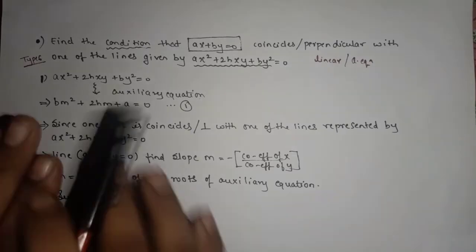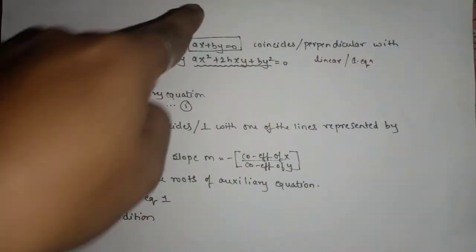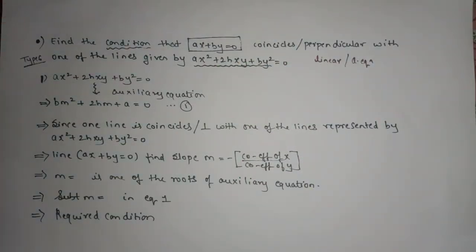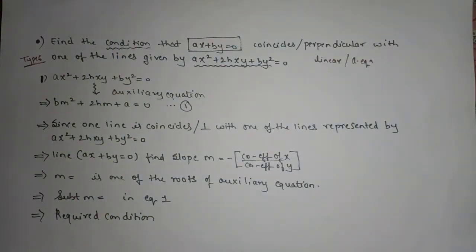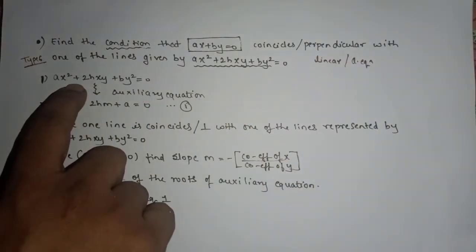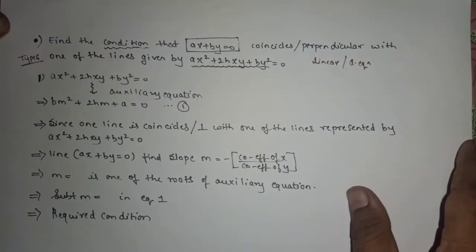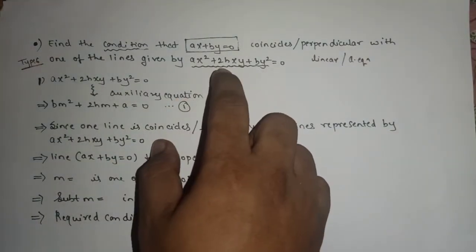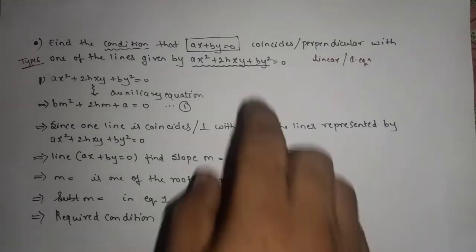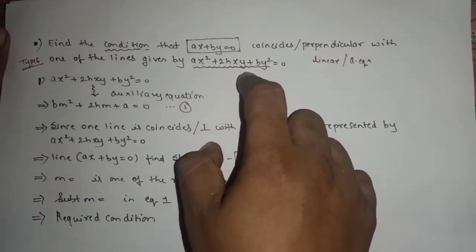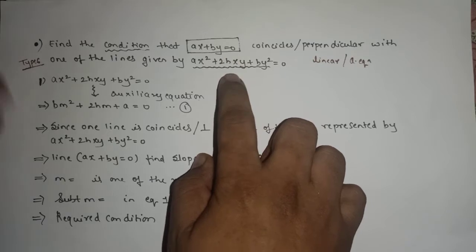Understood? So whenever you see a linear equation and a quadratic equation and it says that you have to find the condition, remember that it is type number 6. So exactly what we have to do and how to find the required condition? Now as we have the quadratic equation, the given equation will be in this form: ax square plus 2hxy plus by square.